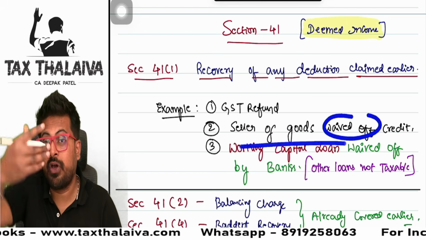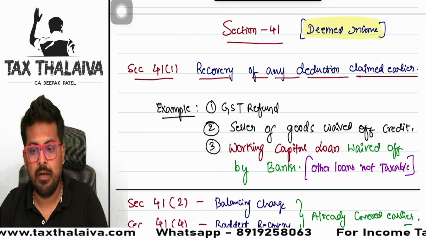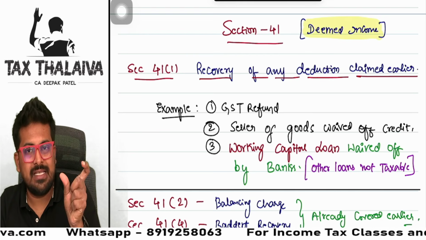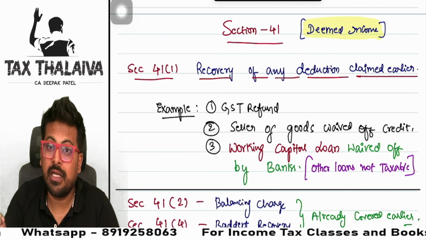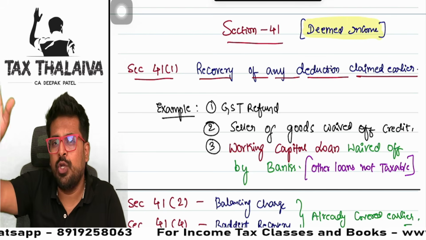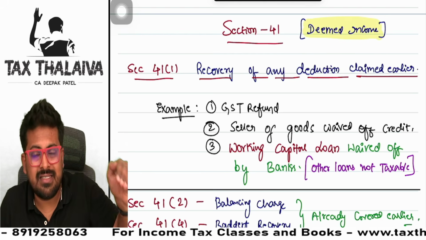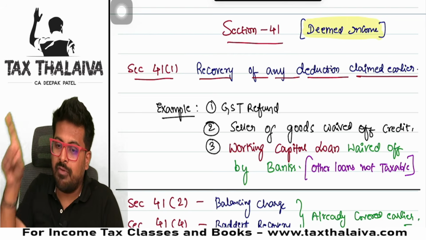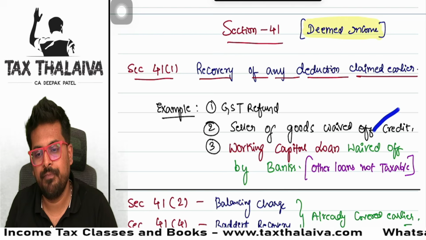Seller of goods waived off credit. First, you debited your profit and loss account to purchases 1 lakh rupees. But the seller of the goods told, okay, you don't pay anything. Then you unnecessarily claimed that expenditure. You are not making any kind of payment to that. Then you have to reverse it. That will become income for you.